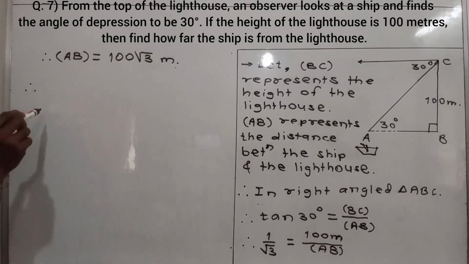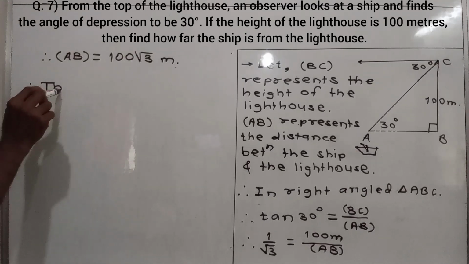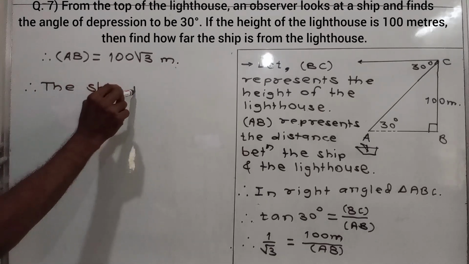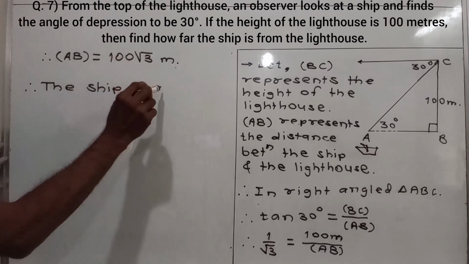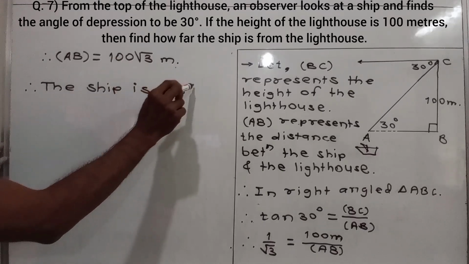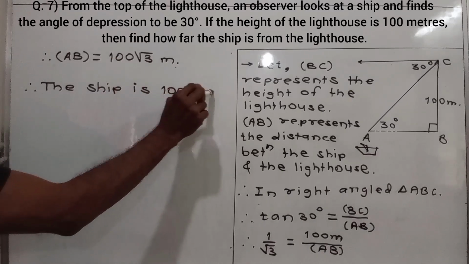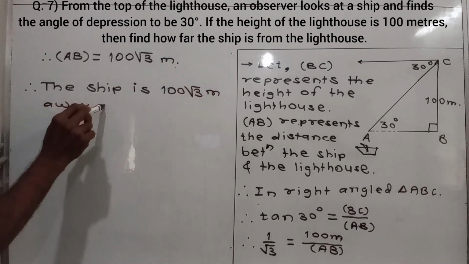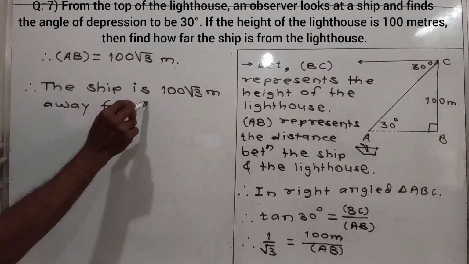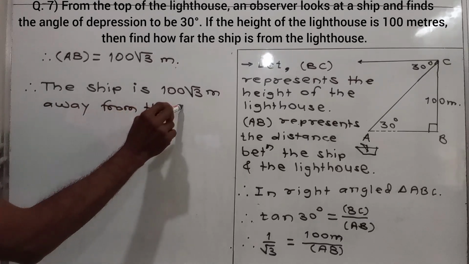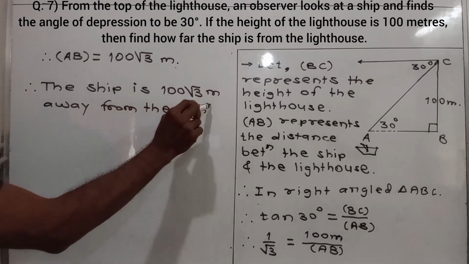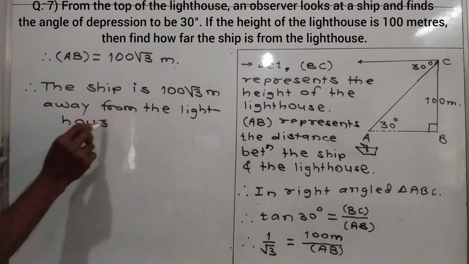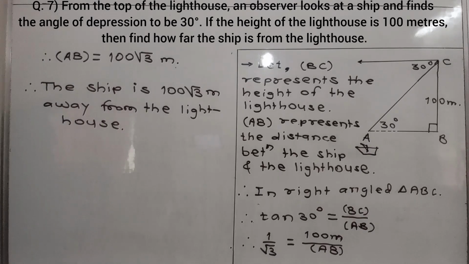Therefore, the ship is 100 root 3 meter away from the lighthouse. Did you get it?